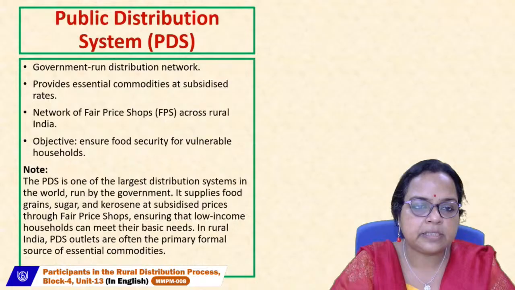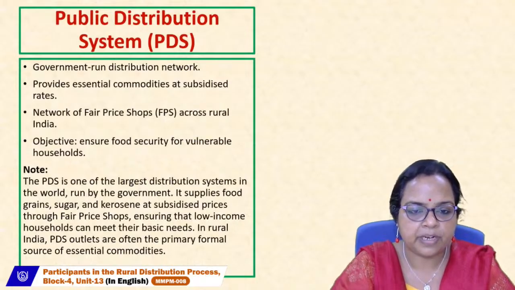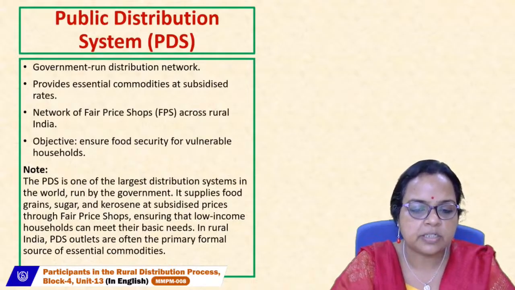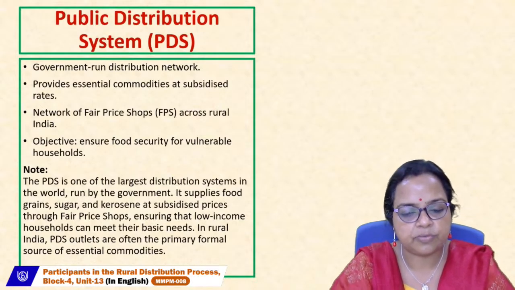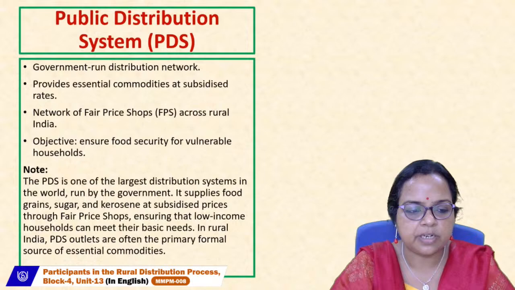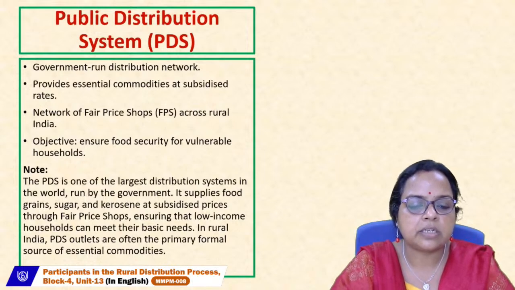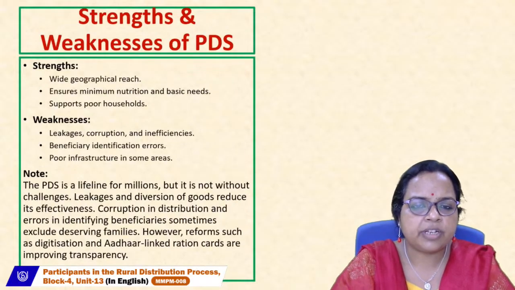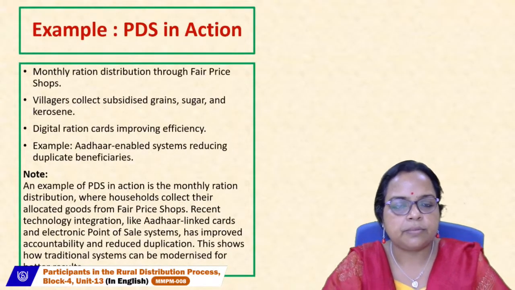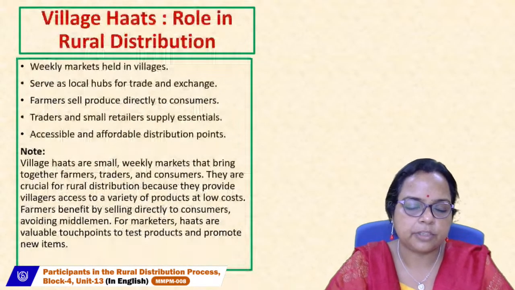Then we understood about PDS, that is public distribution system or fair price shops, where the government is implementing a project to make some regular items available to the villagers at a subsidized price. Let it be kerosene or sugar or wheat or food grain. They are selling these things at a subsidized price to the village buyers. So the strengths and weaknesses of PDS were also discussed. The major weakness of PDS is corruption or leakages. So these are also the partners of the rural distribution channel.